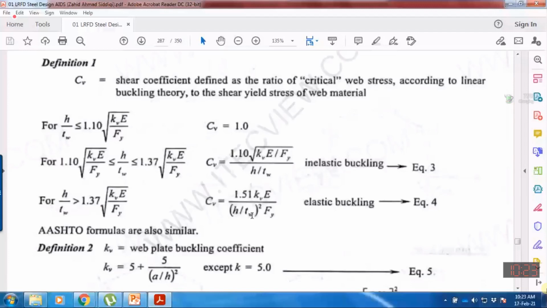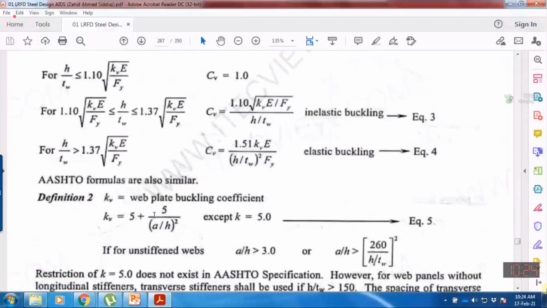And if I know the KV value, then I can use this equation. If KV is known and the height of the web is known, then I can determine the spacing of stiffeners, because the KV value is a function of the spacing of stiffeners. Normally, if I know the spacing of stiffeners, then I can determine KV, and if I know the KV value, then I can determine the CV value. But I'm proceeding in reverse. I'm doing the reverse procedure.